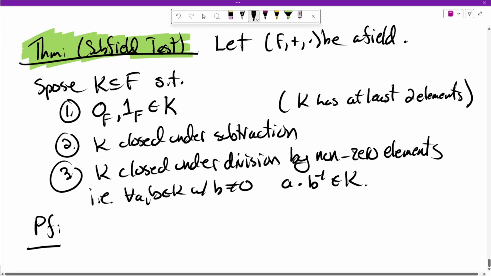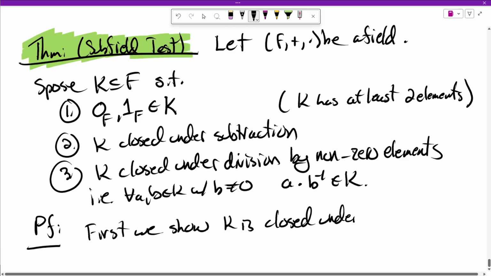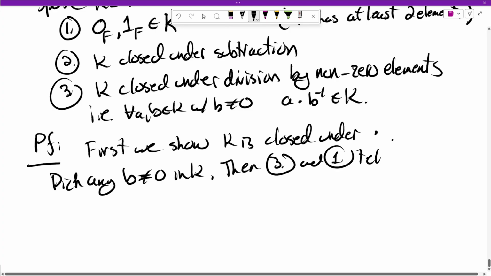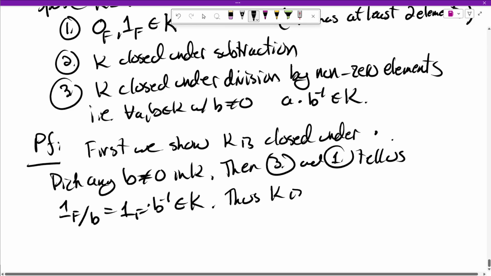We want to be in a situation where we can use the subring test. The criteria for the subring test is that you have 1, you're closed under subtraction, and you're closed under multiplication. We don't know yet that we're closed under multiplication. So let's first show that K is closed under multiplication. How are we going to do that? Well, pick any B not 0 in K. Then 3 and 1 tell us that if we take 1 and divide by B, which is 1 times B inverse, that's the definition of division, you multiply by the inverse, that's in K. Because 1 is in K and B is in K, so I can divide 1 by B. Thus K is closed under multiplicative inverses.